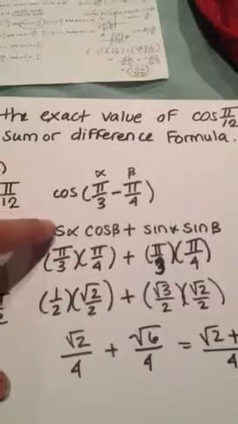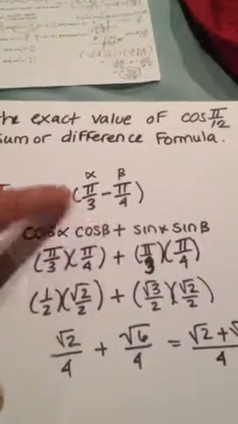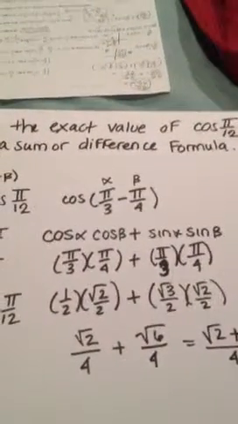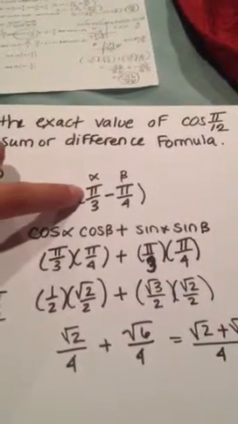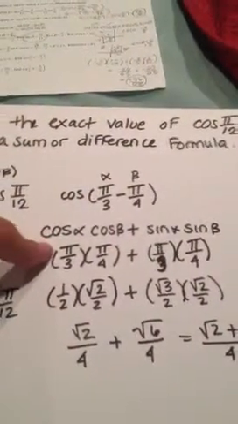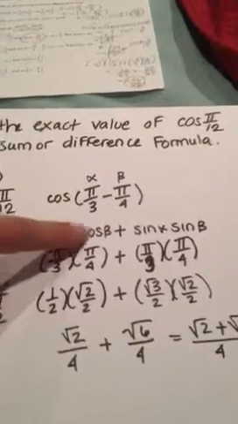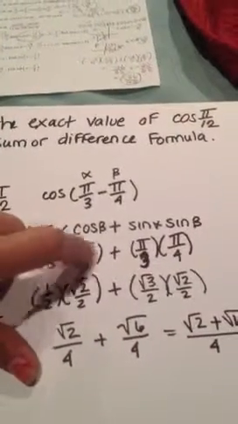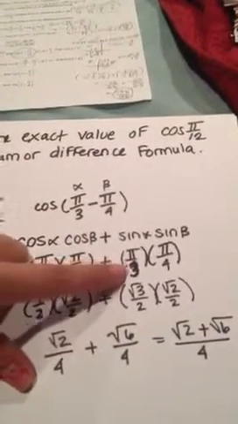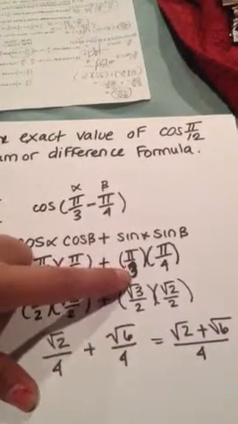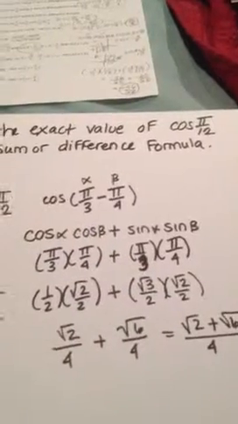So it's cosine theta, cosine beta, plus sine theta, sine beta. Whatever theta is, that's pi over 3, so you plug in cosine of pi over 3, and cosine beta is pi over 4, plus, because you have to change the sign, sine theta is pi over 3, and sine beta is pi over 4.